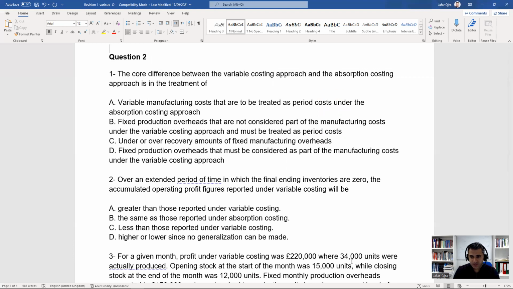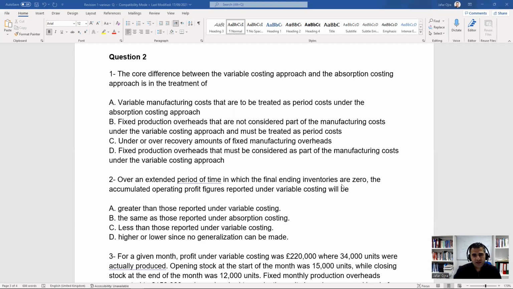Right, let's have a look at question number 2 now. The first one: the core difference between the variable costing approach and the absorption costing approach is the treatment of variable manufacturing costs that are to be treated as period cost under the absorption costing approach. This is wrong because variable manufacturing cost is treated as a product cost, not a period cost. So this is wrong.